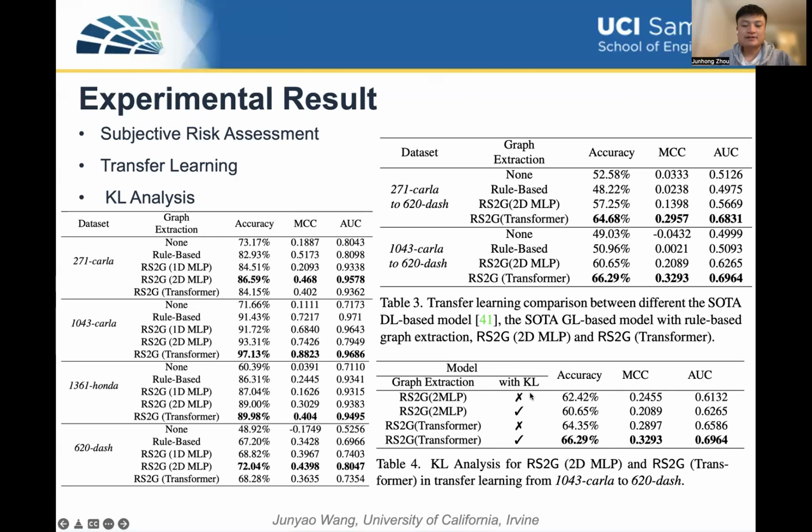Here, we use the KL divergence to improve our transformer. The KL divergence is a technique that can let the relation more general. It is kind of a mathematical way to do so. And it shows that if we employ KL divergence to the MLP RS2G, the performance will drop. However, if we use the KL divergence to the transformer, the performance will improve.